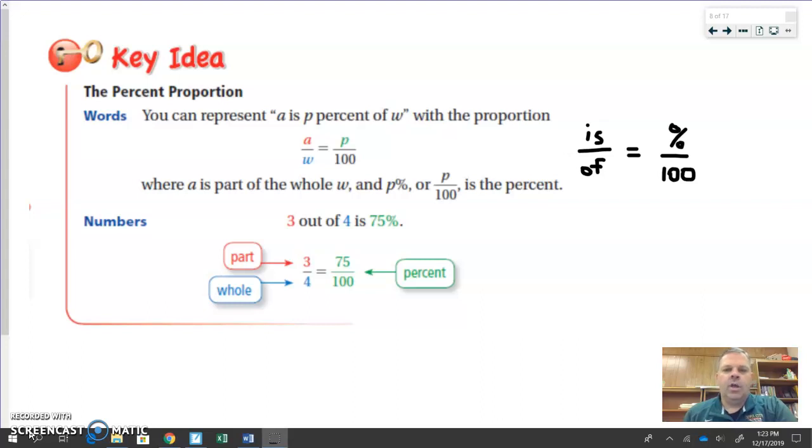We have A over W. A is the part, W is the whole, equals P over 100. P is the percent, always out of 100. One of the other things that I always talk about is "is over of" in the problem equals percent over 100. So 3 is 75% of 4, as you can see.